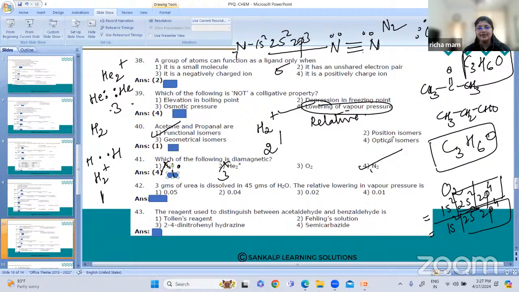N2 is diamagnetic in nature. Oxygen is paramagnetic in nature. So this you should feel according to the MOT. According to the MOT, the electrons should be filled and you have to see the electron arrangement.